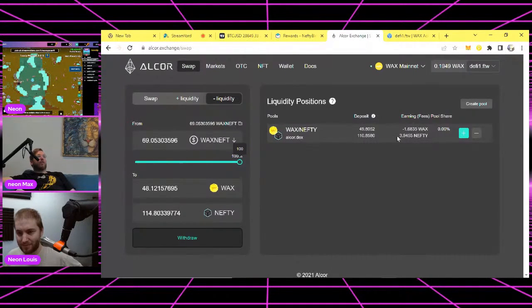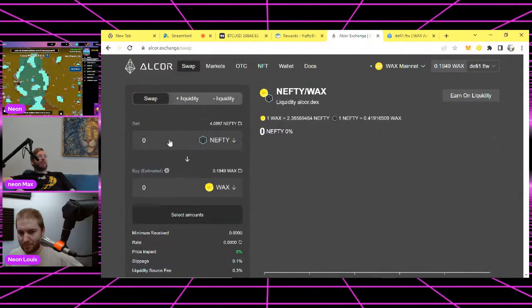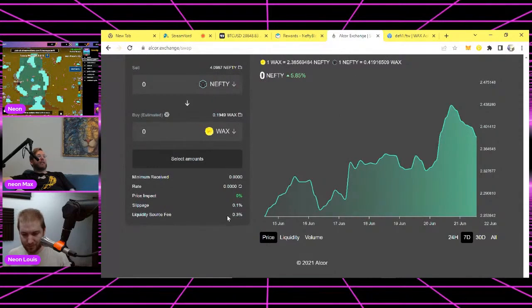So we've earned 4.9 or so Nefty from swaps, but we've also lost 1.8 Wax to compensate for those swaps on the Wax side. The difference between those two numbers is what we've earned in yield from the 0.3% liquidity sourcing fee, which you can see denominated here when you do a trade.